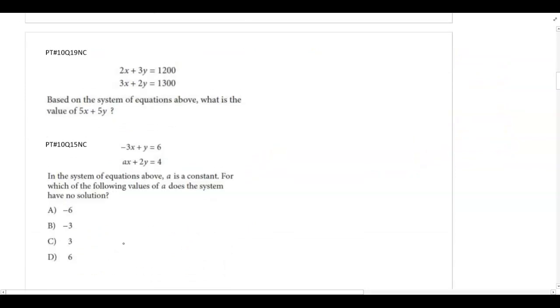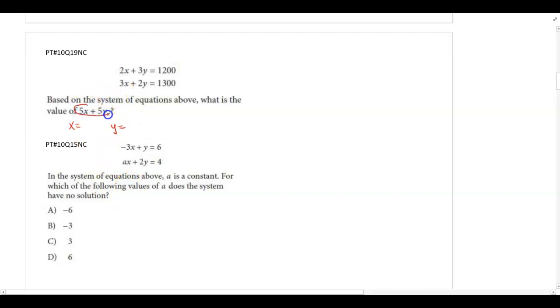Now, this problem here, this is where I'm talking about a lot of times they try to make the problem harder than it needs to be. There's two approaches to this problem. Most of us, including me, would see, based on a system of equations above, what is the value of 5x plus 5y? We would go ahead and solve this system, find x, find y, and then plug it in, right? I did that first myself, okay?